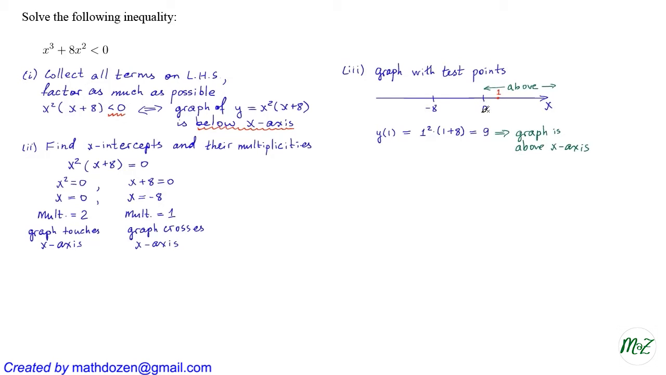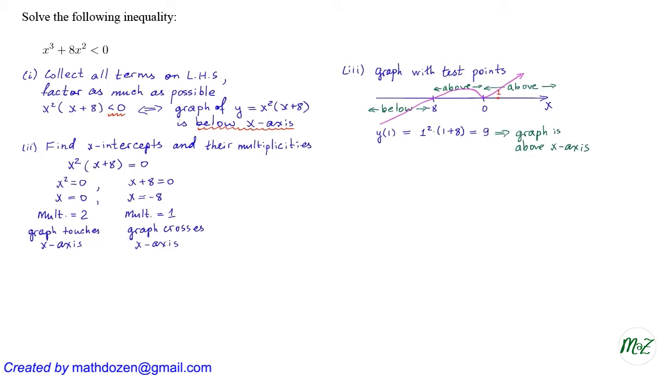Since x equals 0 is a multiplicity 2 intercept, the graph will only touch the x-axis. So it's going to be above the x-axis, and it's going to stay above the x-axis on the other side of x equals 0. So between x equals 0 and x equals -8, we have the graph being above. Then x equals -8 is a multiplicity 1 intercept, so the graph is going to cross over. It was above on one side, so it's going to be below on the other side.